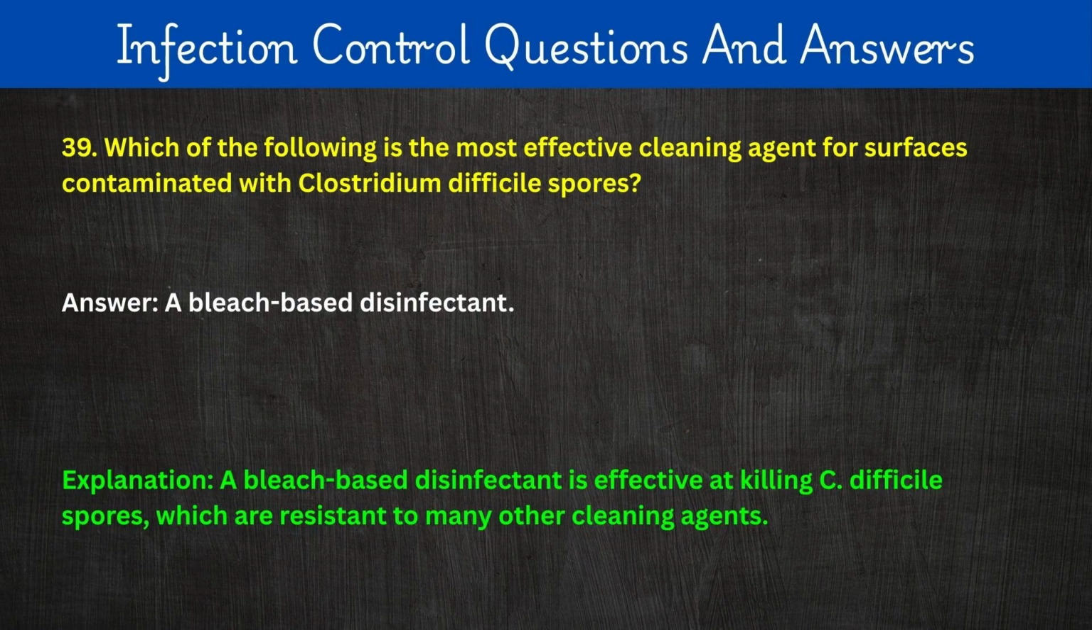39. Which of the following is the most effective cleaning agent for surfaces contaminated with Clostridium difficile spores? Answer: a bleach-based disinfectant. Explanation: a bleach-based disinfectant is effective at killing C. difficile spores, which are resistant to many other cleaning agents.